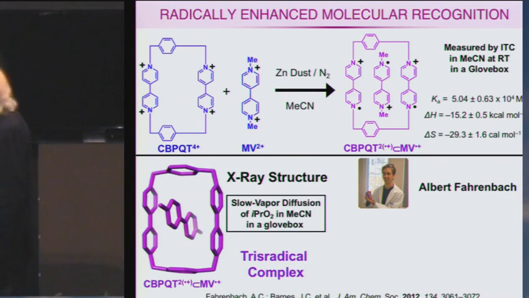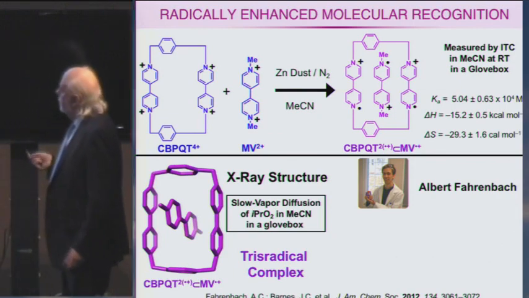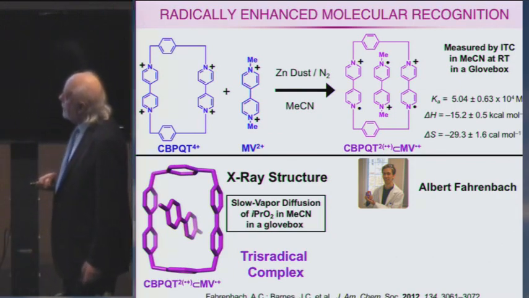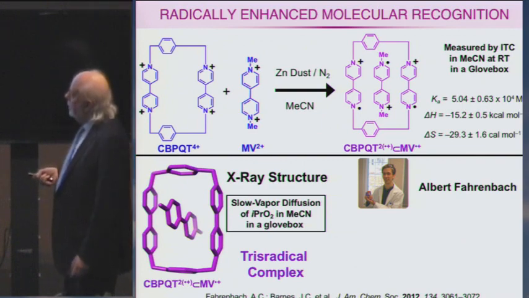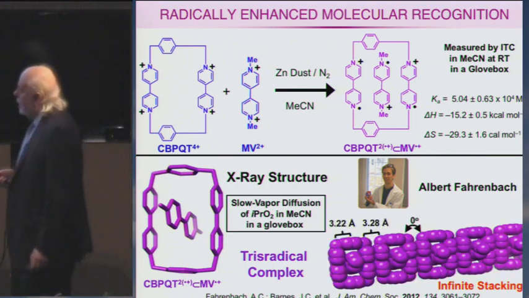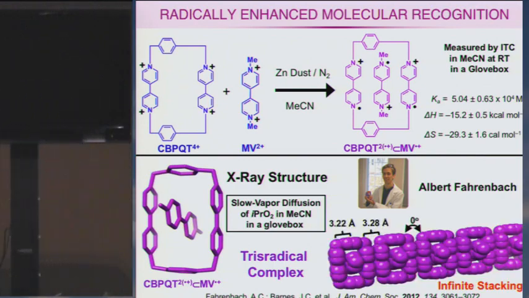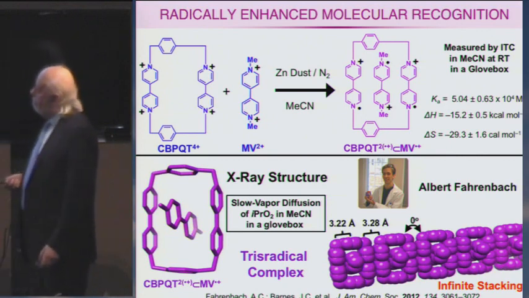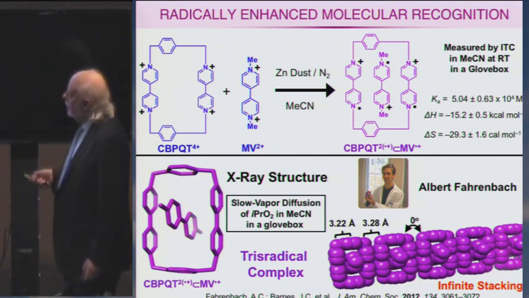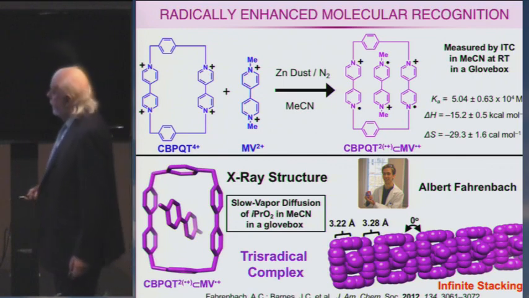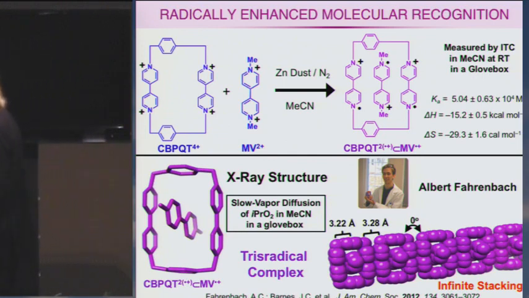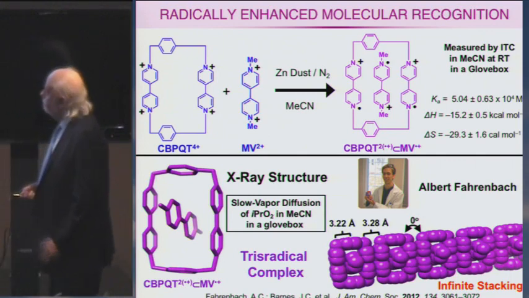And he's followed by Albert Fehrenbach, and I'll come back and talk about Albert later in my talk, who manages to take this one-to-one complex and crystallize it so that it's more or less, not quite, an orthogonal disposition of the methyl viologen radical with respect to the now purple box. So I go over in color to using purple to represent the trisradical complex and the infinite stack that, not surprisingly, it forms as well.